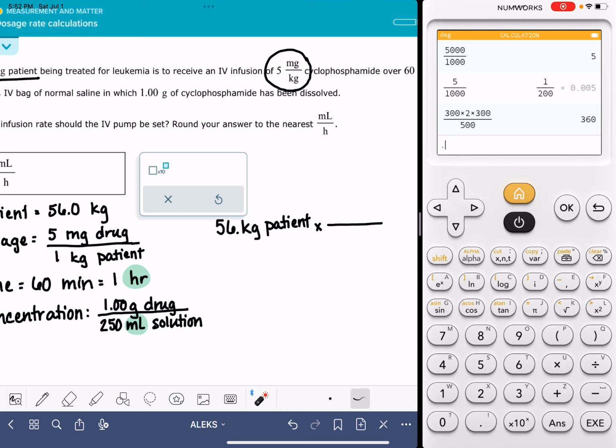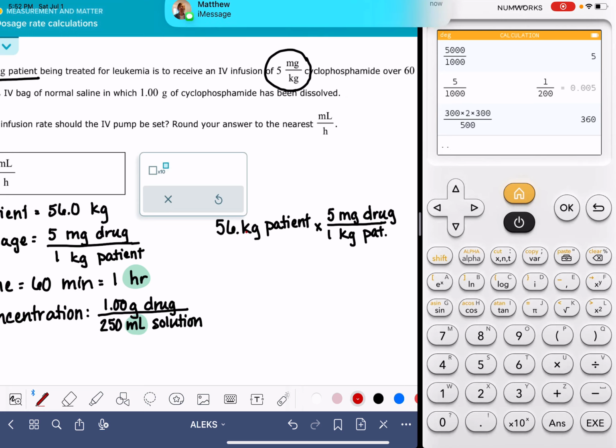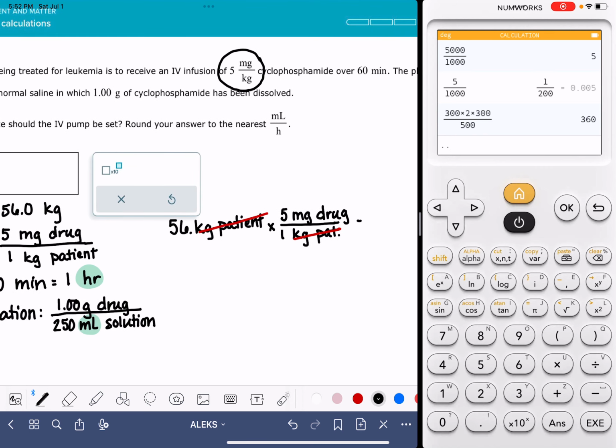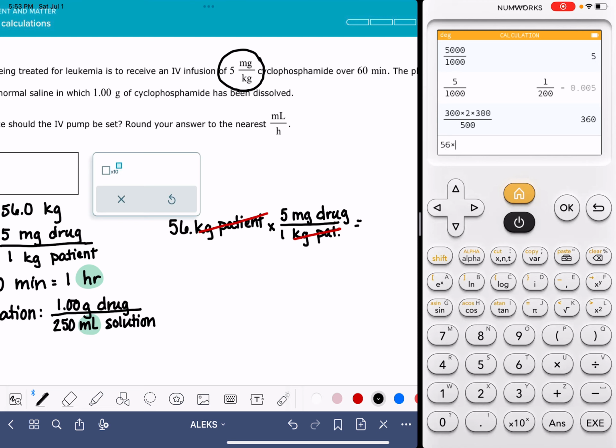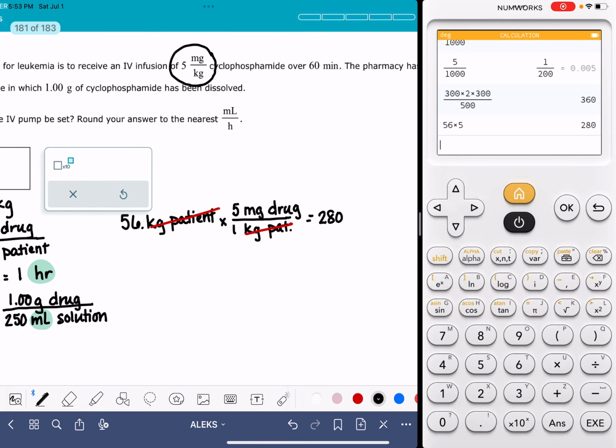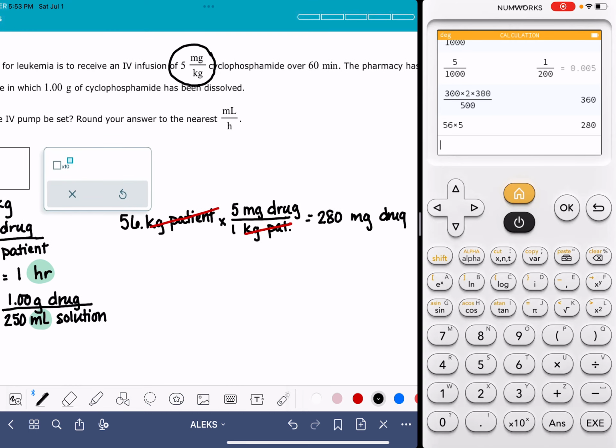I'm going to convert from the mass of the patient into the mass of the drug using this as my conversion factor. 1 kilogram of the patient, I'm just going to write patient's PAT, is associated with 5 milligrams of the drug. So in this step, I'm canceling out my units of kilograms patient, and what I'm doing is calculating the amount of drug that is needed for this particular patient. 56 times 5, that is 280 milligrams of the drug. That's how much this patient needs.